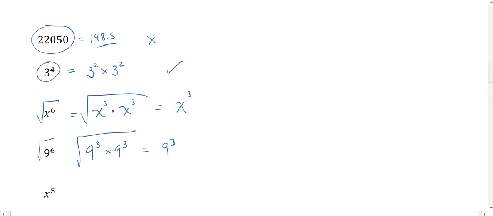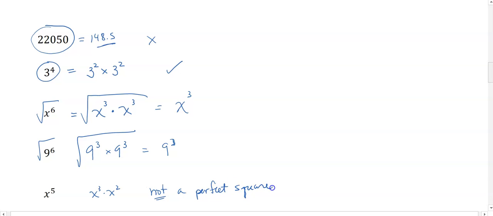Can x to the power of 5 be broken into two identical factors? No, I can only break it into 3 and 2 or 4 and 1. So since I can't break it into two identical factors, it is not a perfect square.